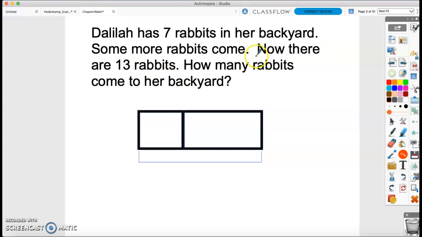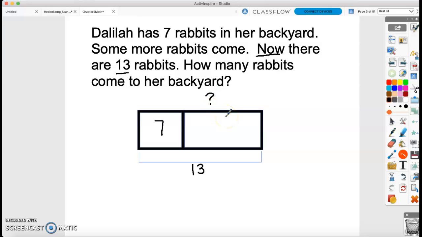Well, it says now there are 13 rabbits. So I know there can't be any more than 13. So I know 13 is my whole. And it says she has 7 rabbits and some more come. So I know she has 7. But this part we're not sure of because it says some more come.